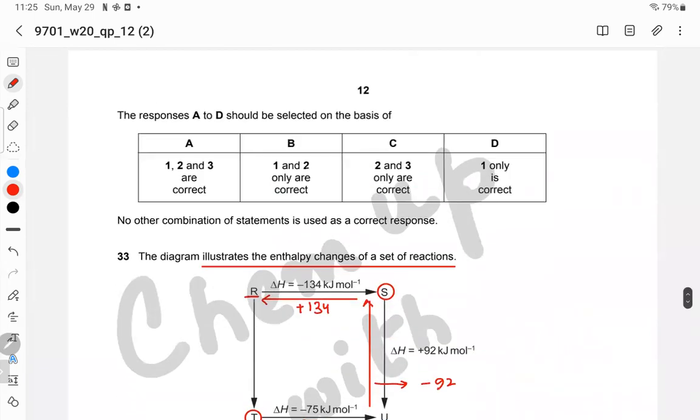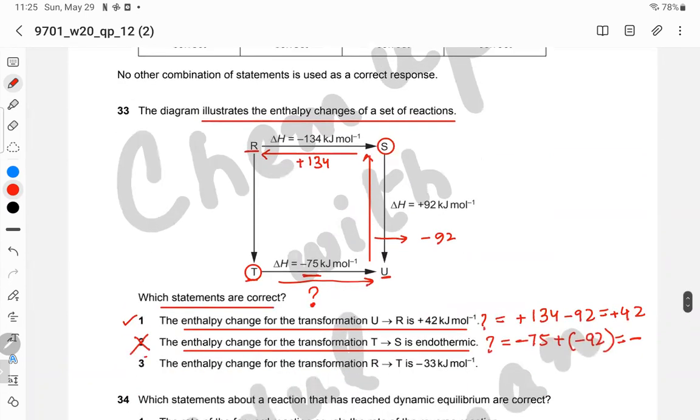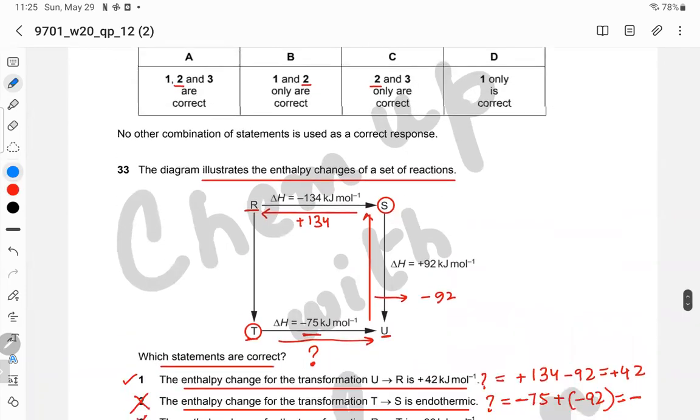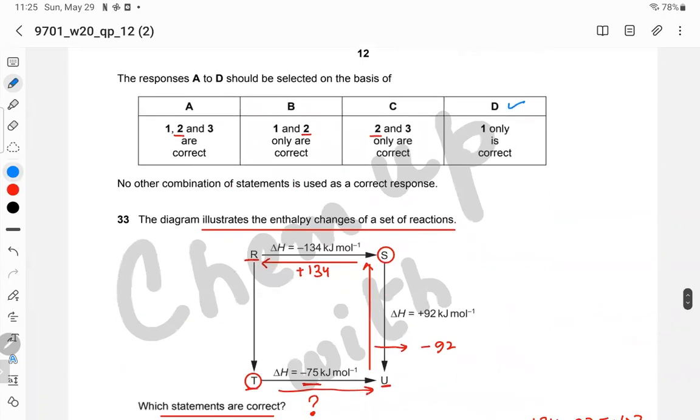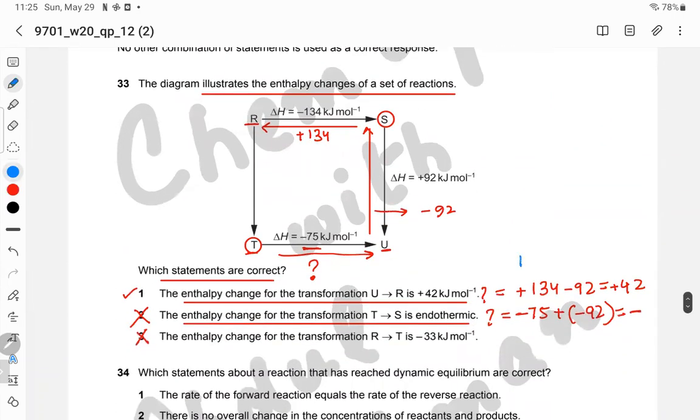And if the second statement is wrong, the second statement comes in A, B, and C. So it clearly indicates that the third statement will also be wrong. So our correct answer will be D in this case, that says only statement number 1 is correct. So it's a D. Yes, is it clear to everyone?